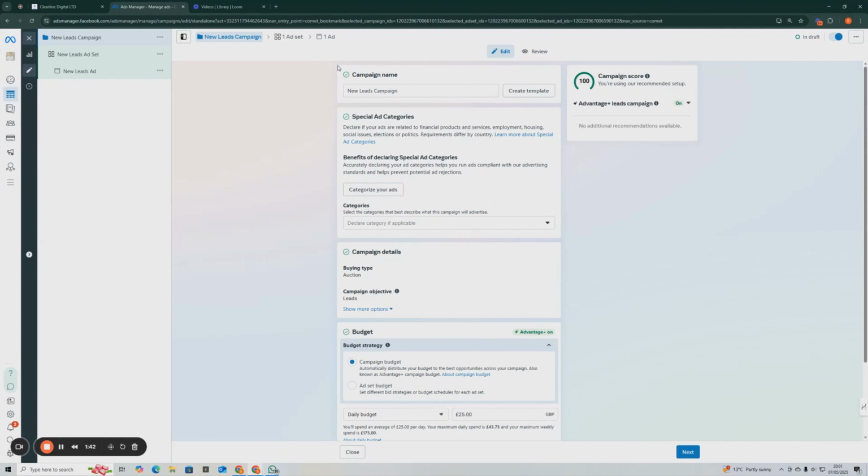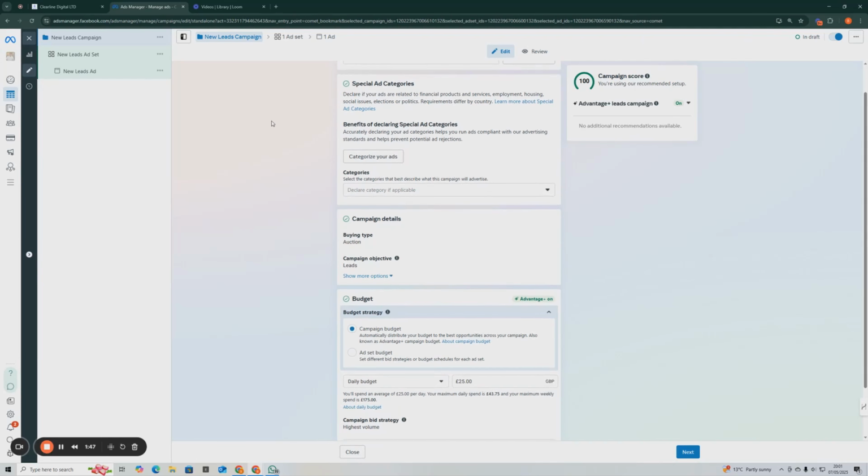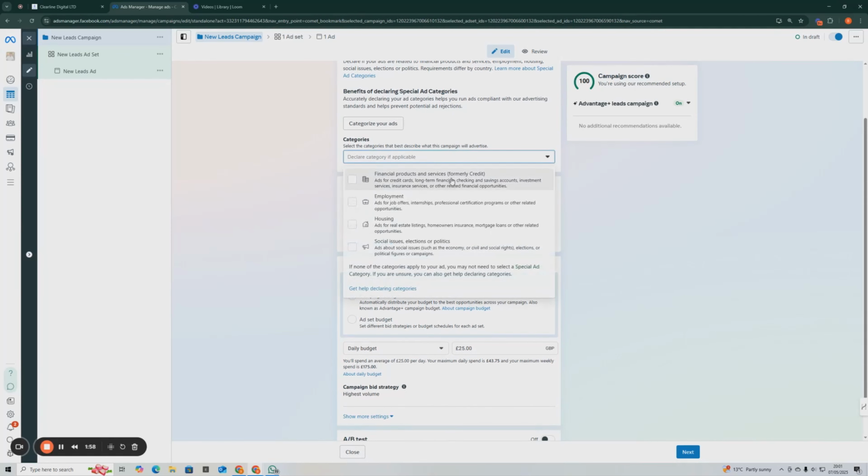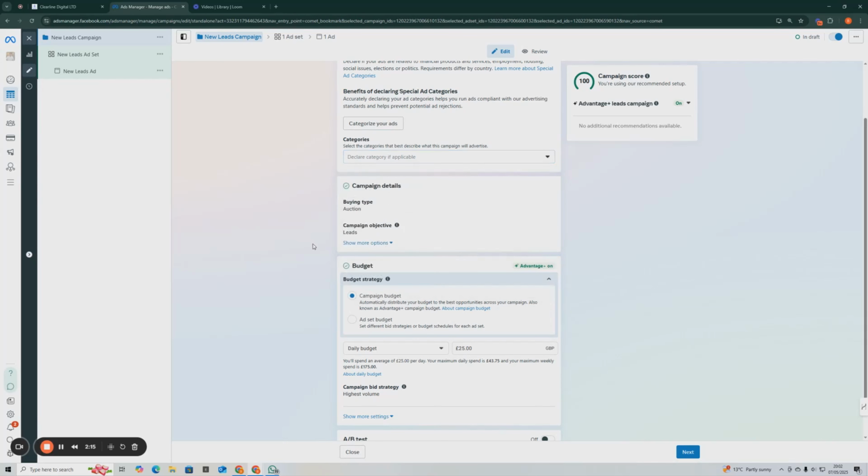You're also going to want to look at the special ad categories. Now, as a trader or a home improvement business owner, they probably aren't going to be something you need to worry about. But I would still recommend just looking at the categories just to make sure. But generally, they're from people who are actually like credit lenders and deal with that side of finance, or if you do job offers or internships, things like that. So, not something where you're selling shutters or driveways or anything like that. But just check just to cover your own back.